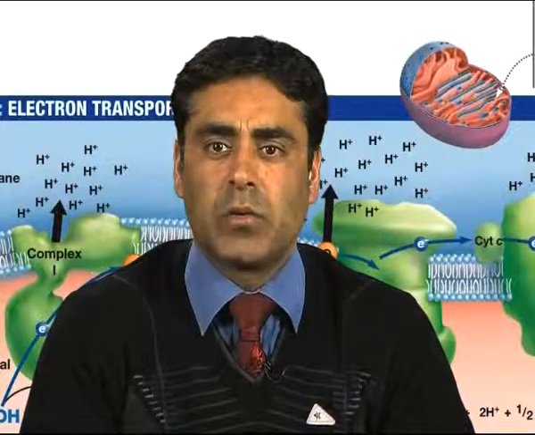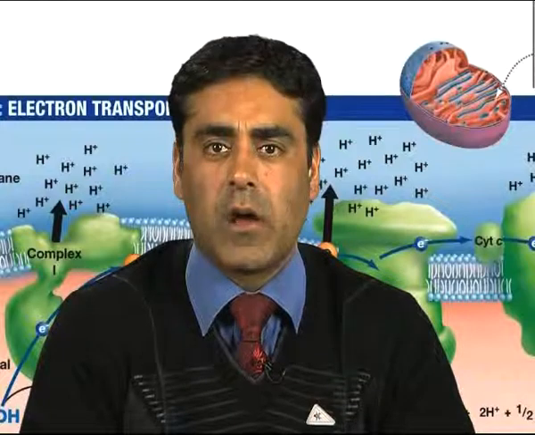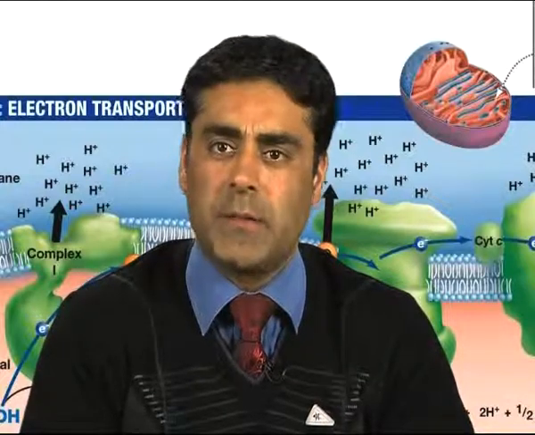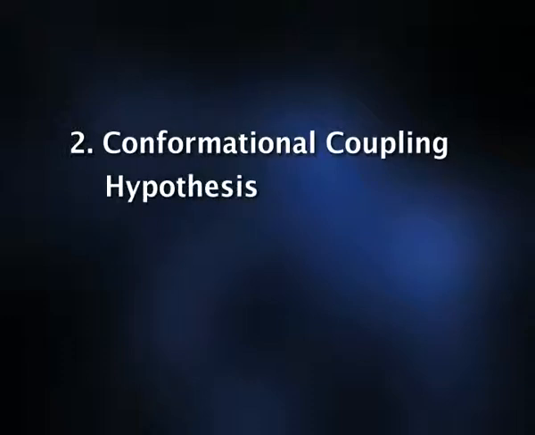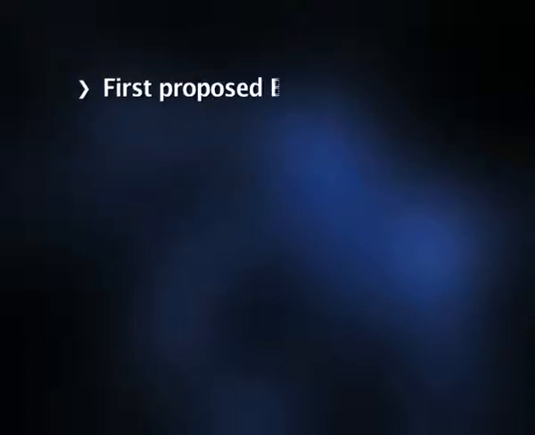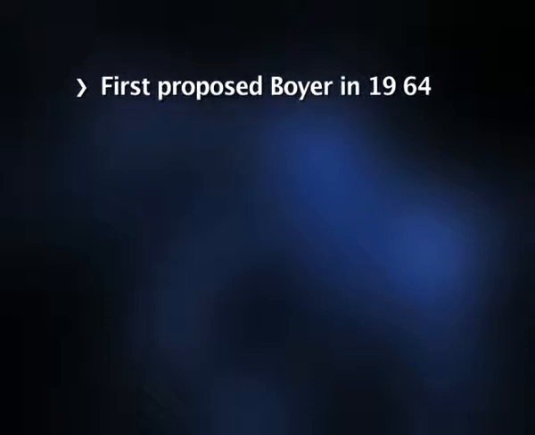Thus, it is presumed that the function of coupling factors X and E is to transfer the energy released in redox reactions for ATP synthesis. Number two is the conformational coupling hypothesis. It was first proposed by Boyer in 1964.